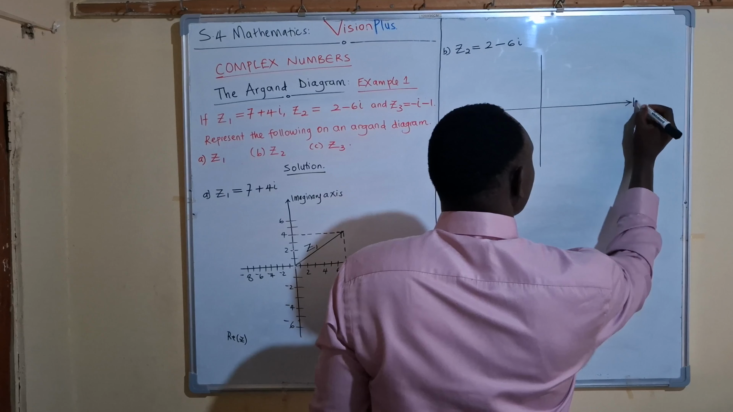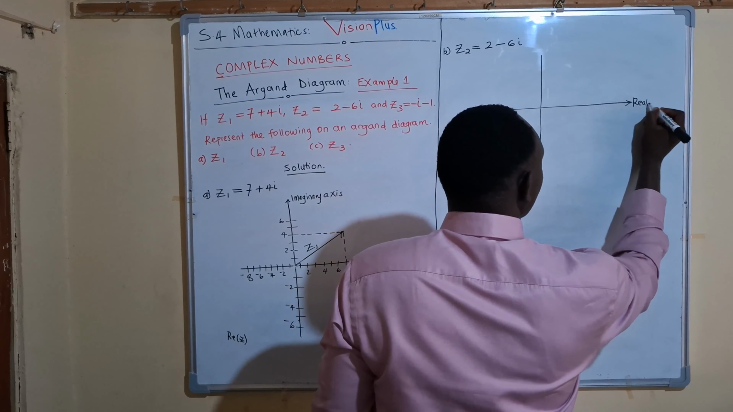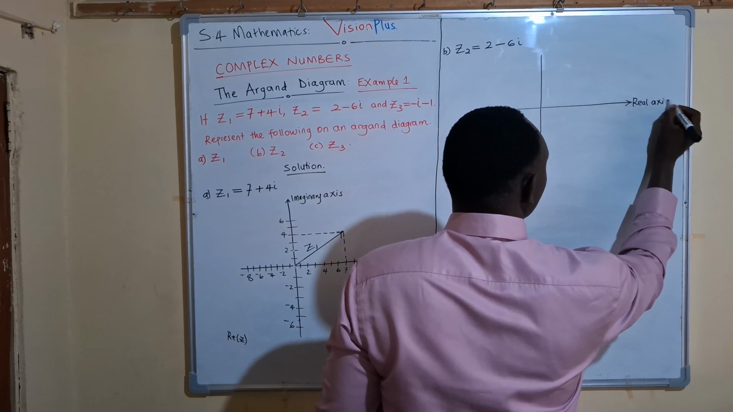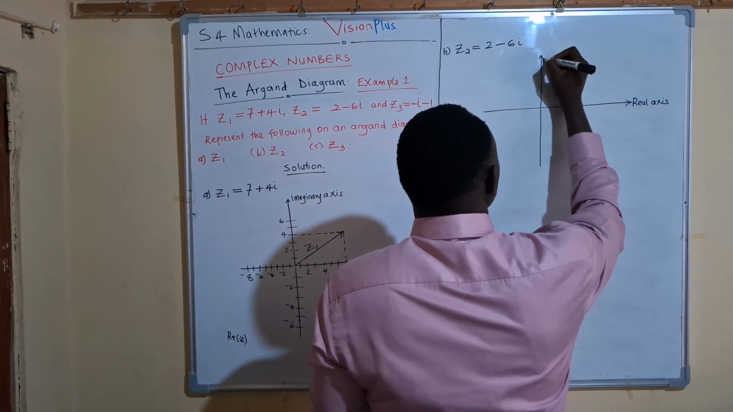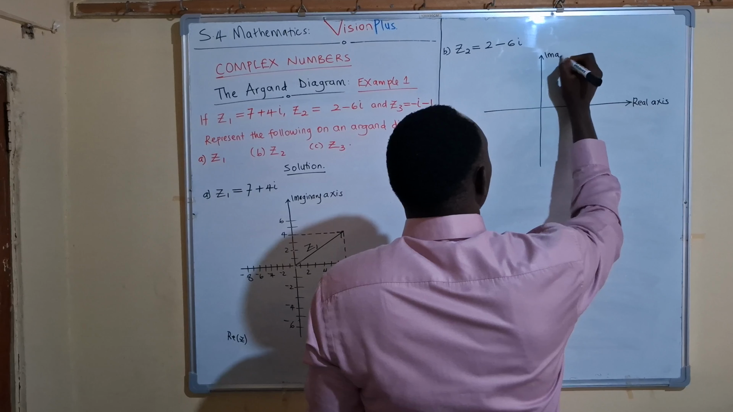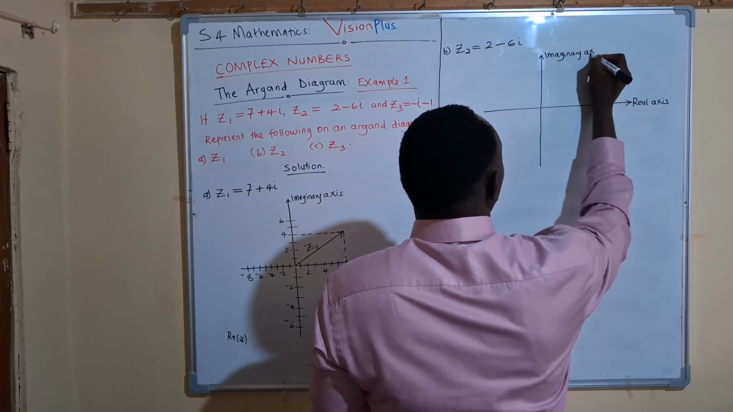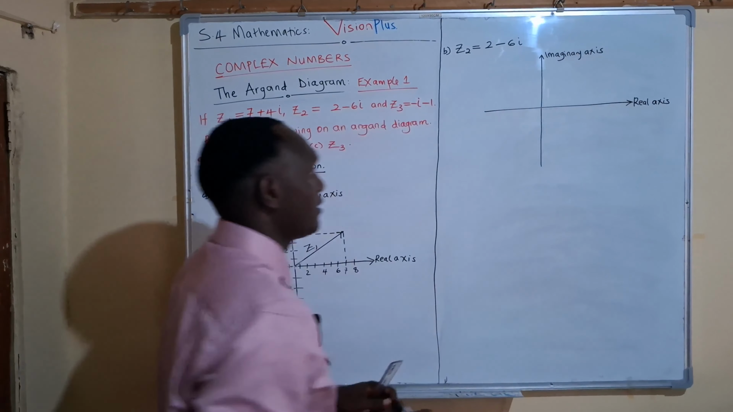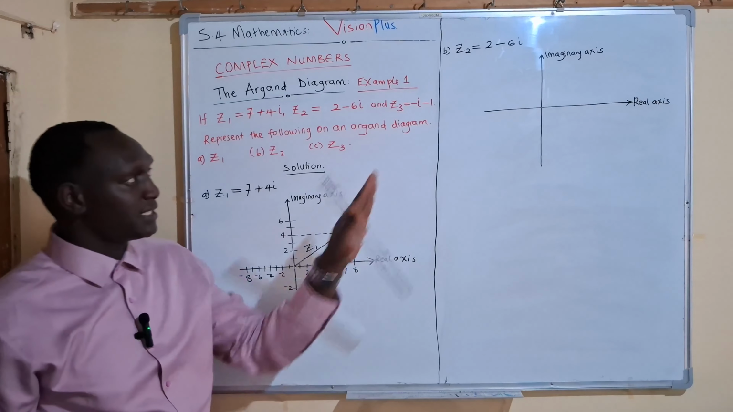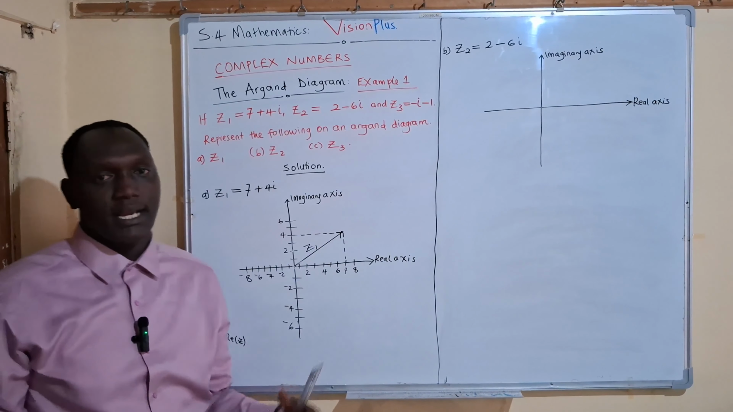This is the real axis. Always name the axis. If you don't name the axis, some teachers will cross the whole word. This is the imaginary axis. After drawing the axis, this is now the complex plane, but we need an Argand diagram.